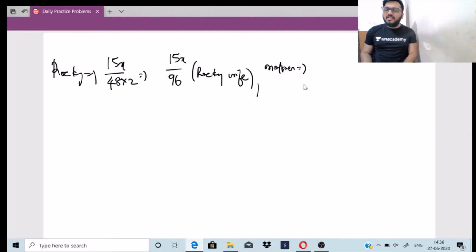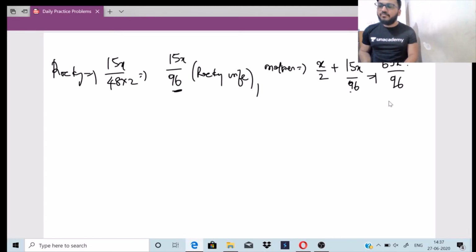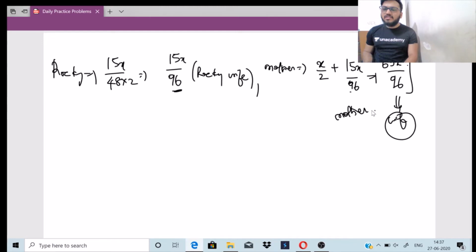What is the initial share of the mother? It is x by 2, right? The initial share of the mother is x by 2. Now I am adding this half: x by 2 plus 15x by 96. What is the LCM between 2 and 96? It is 96 itself. So here 48 plus 15, 63x by 96. This is the value of the mother, or Shamsher's wife.